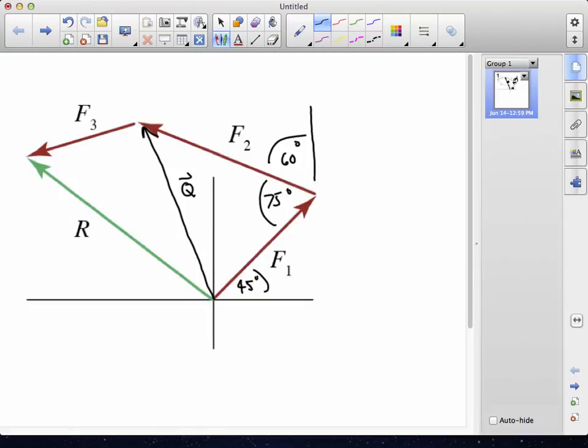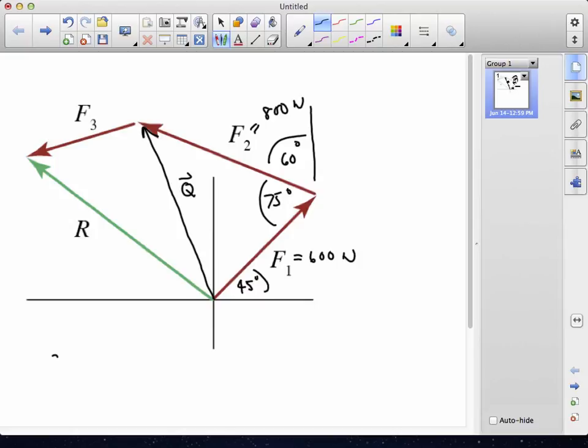We know that F1 is equal to 600 newtons, and we know that F2 is equal to 800 newtons. We have a situation where we have a triangle with two sides whose lengths are known, and we know the angle between those two sides, and that means we can use the law of cosines to get the magnitude of Q. So that would look like the following.